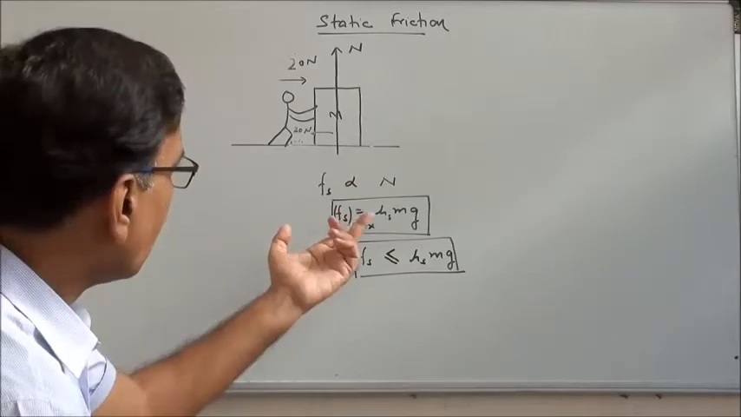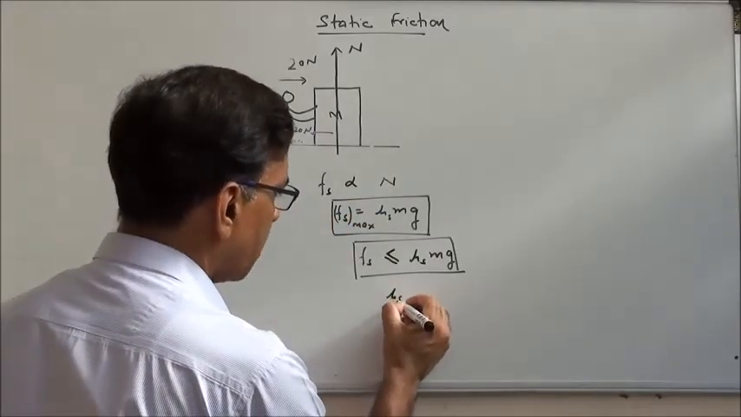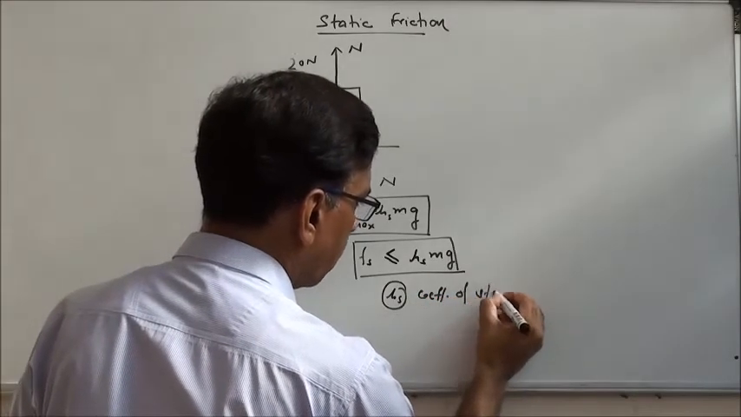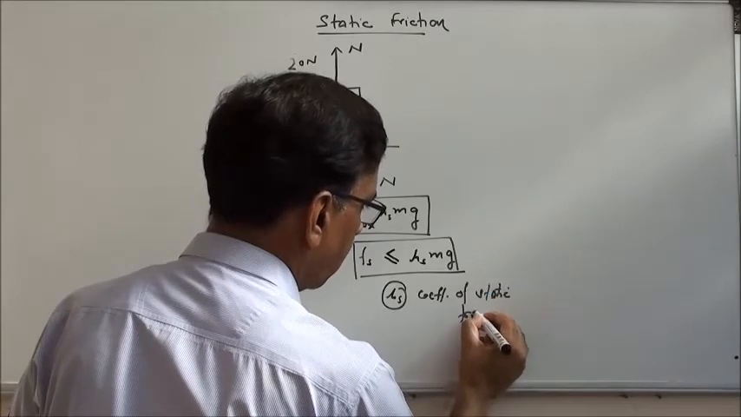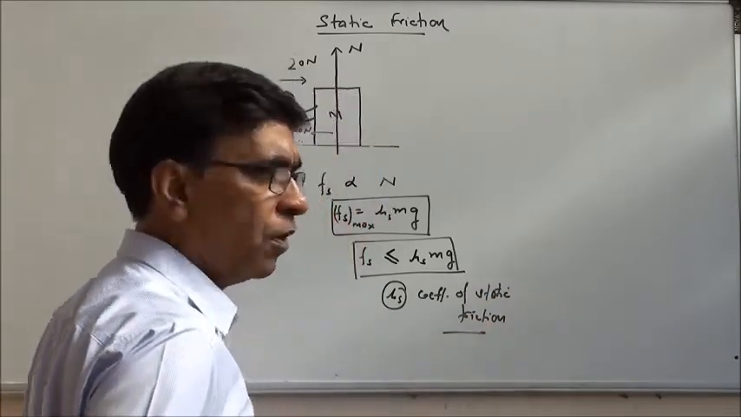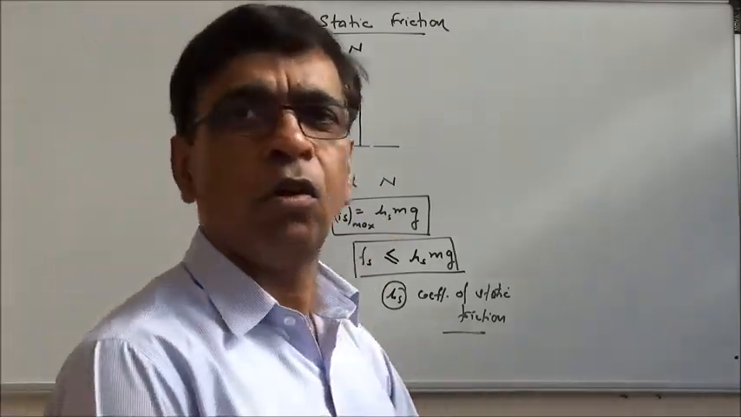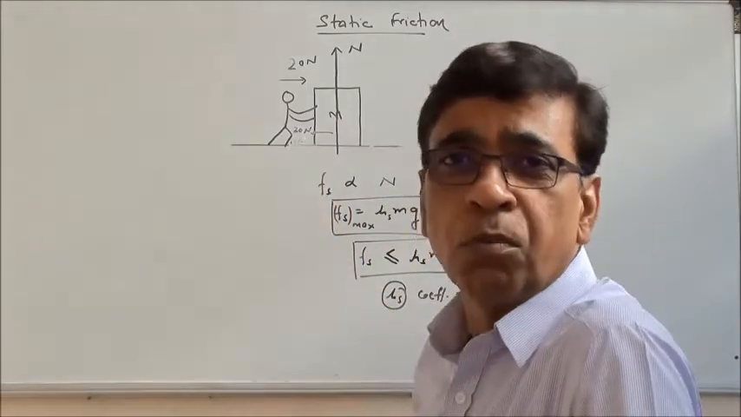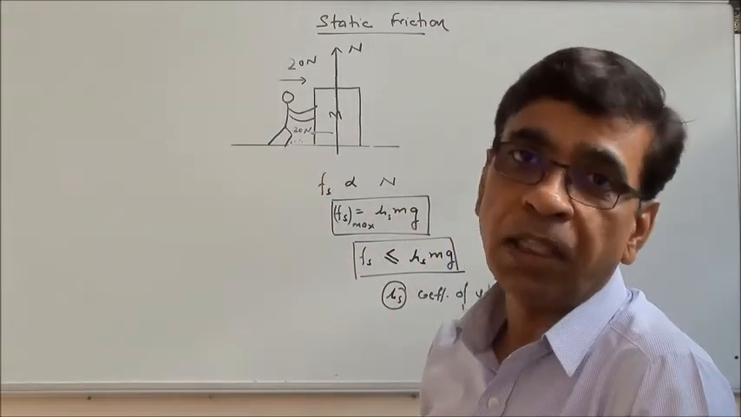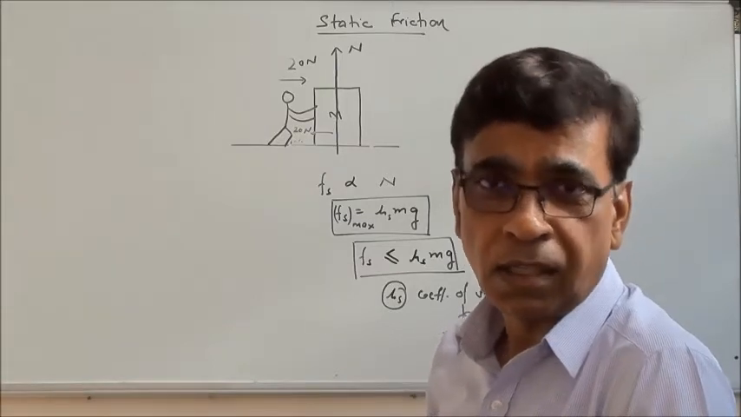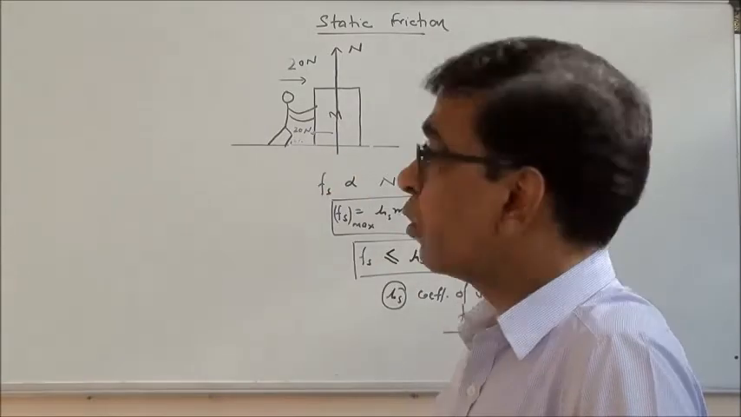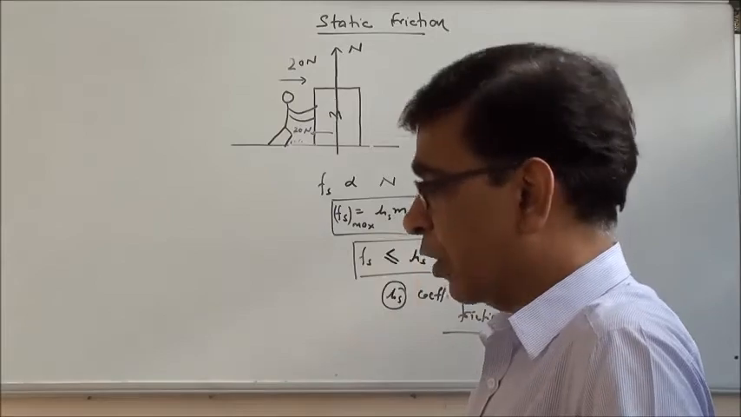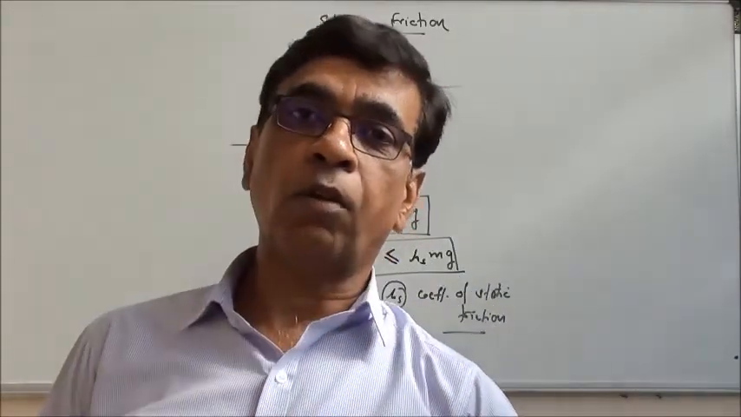So frictional force is proportional to the normal reaction, less than or equal to mu s mg, and it will depend on mu s, which is called the coefficient of static friction. It is just a number, coefficient of static friction, and the value of it will depend on roughness and smoothness of the surface and also the material. So roughness or smoothness will decide the value of the frictional force, and also the material of these two surfaces that decides the value of mu s and hence the frictional force. It does not depend on the area in contact.